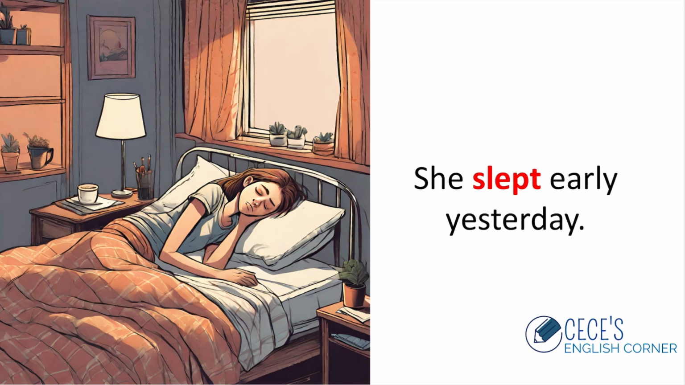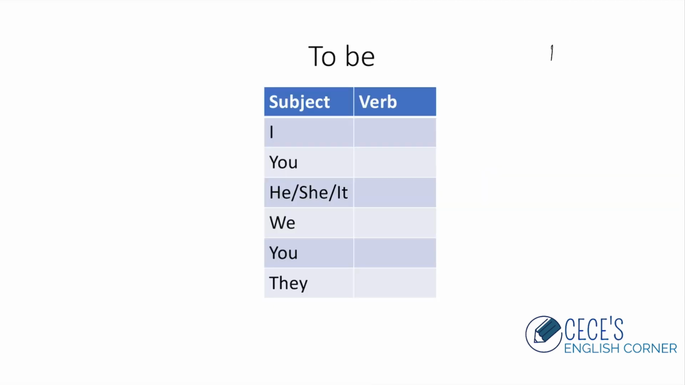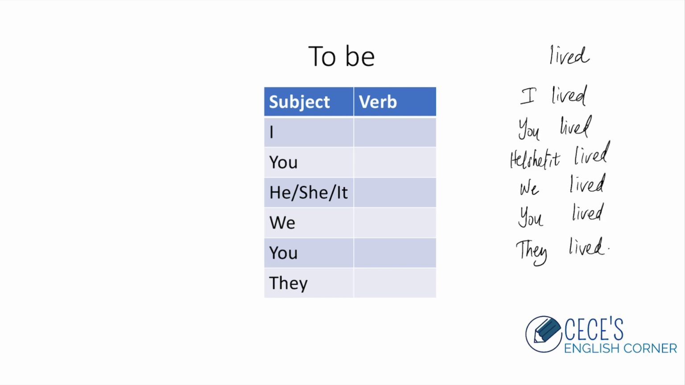All verbs in the past tense stay the same regardless of the subject. For example, the past tense of to live is lived. This stays the same regardless of your subject. For the verb to be, the past tense changes depending on the subject. I was, you were, he, she, it was, we were, you were, they were.